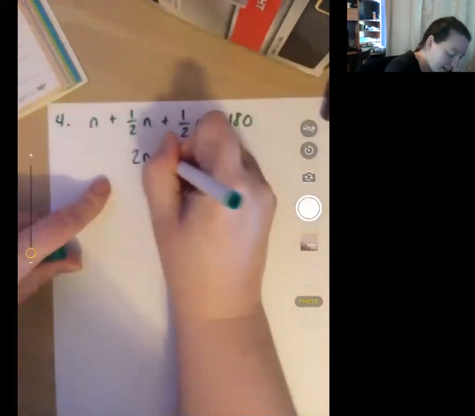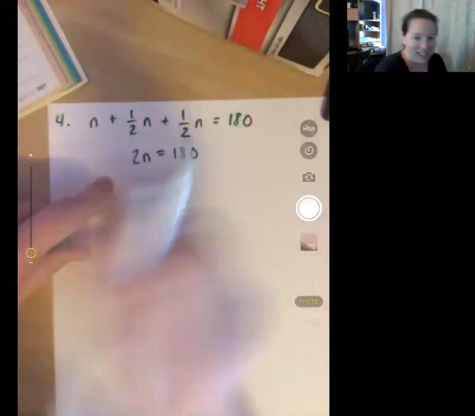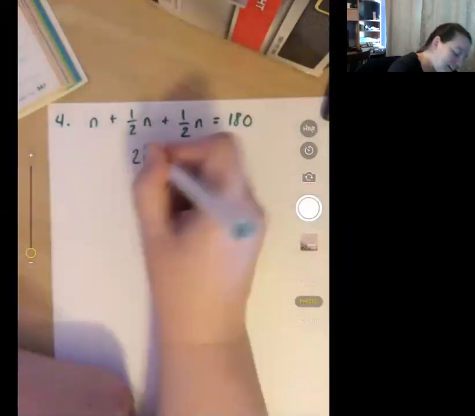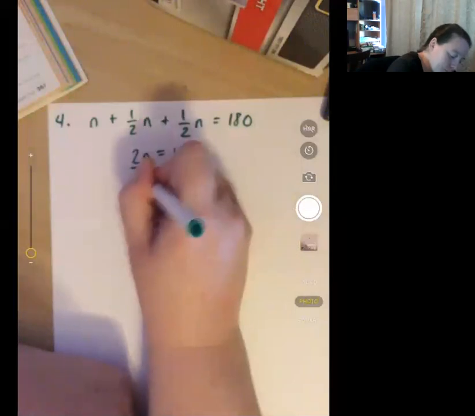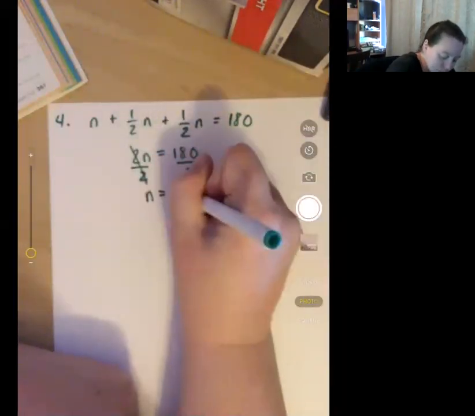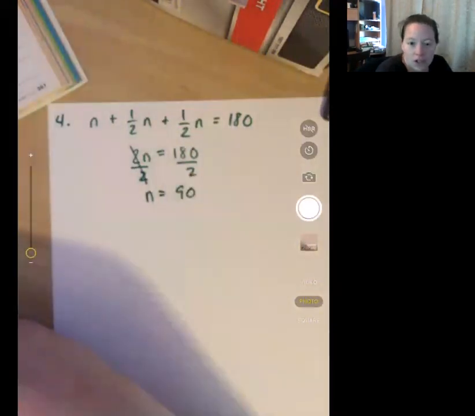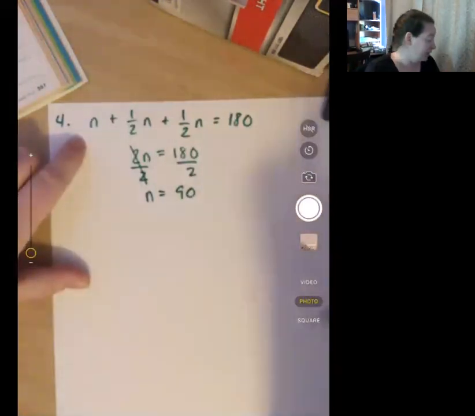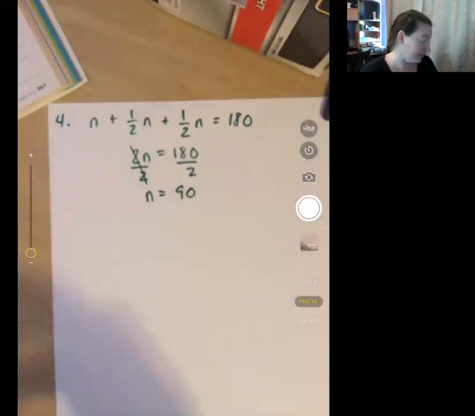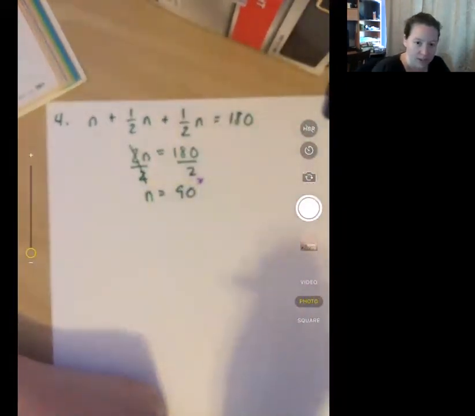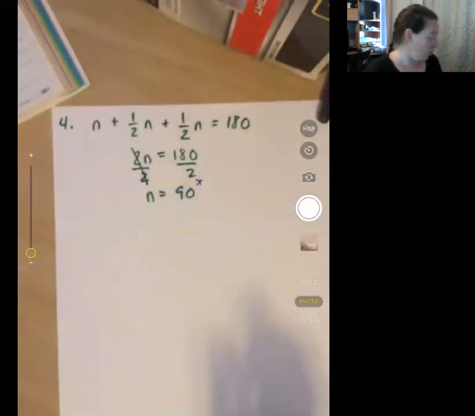So 2n is equal to 180. And I can do it that way. Then I can divide by the 2 on both sides. And I have n is equal to 90. So I already know what one of them is, because one of them is just n. So that is also x, is that one. Now, I know what the other two are, both.